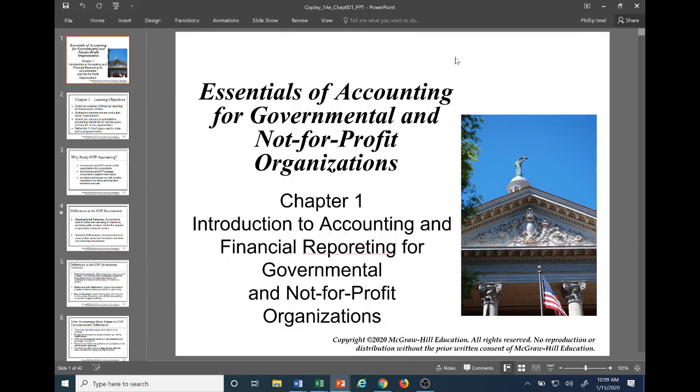Once again, this is Essentials of Accounting for Governmental and Not-for-Profit Organizations. This is Chapter 1. It's going to be an introduction to the accounting and financial reporting for governmental and not-for-profit organizations. Let's talk about a few things before we actually get into these slides here.